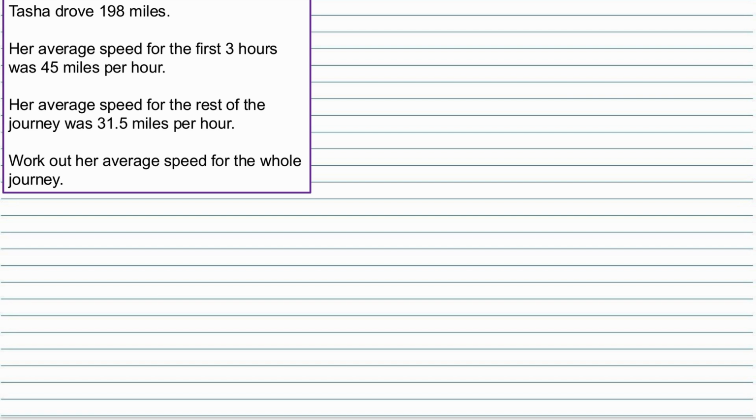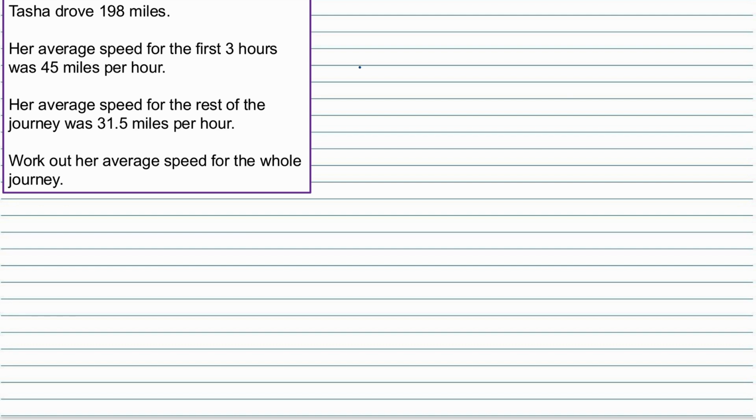Now we're told that Tasha drove 198 miles. Her average speed for the first 3 hours was 45 miles per hour, and her average speed for the rest of the journey was 31.5 miles per hour. We need to work out the average speed for the whole journey. Do you want to give this question a go? Pause the video and come back when you're ready.